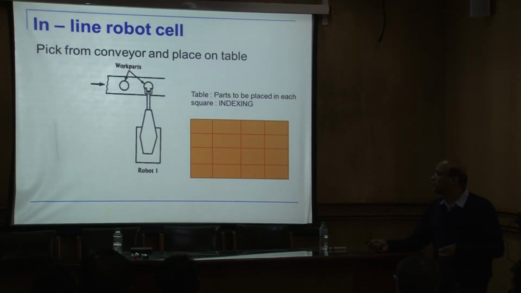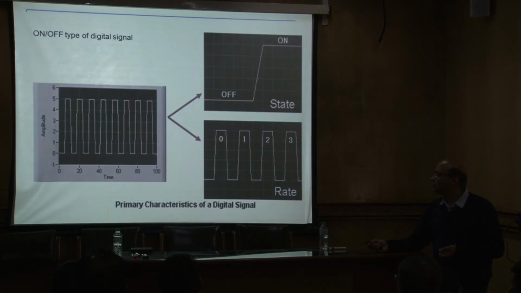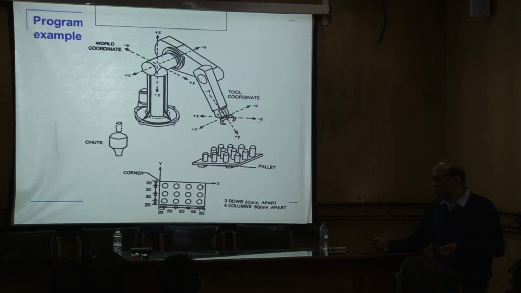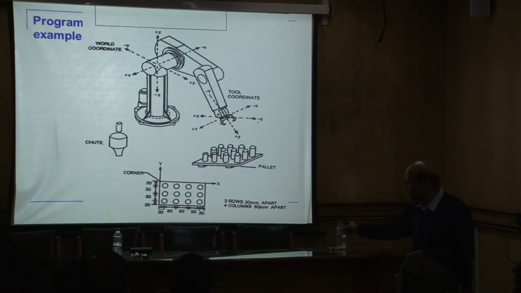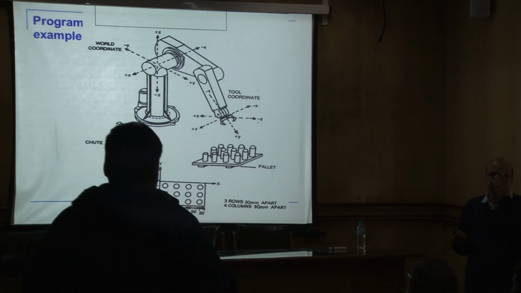So this is signal. We can look at a very simple example before we go on. So this is a very simple example. This is a Puma robot. This is the same Puma robot that we have in the lab.